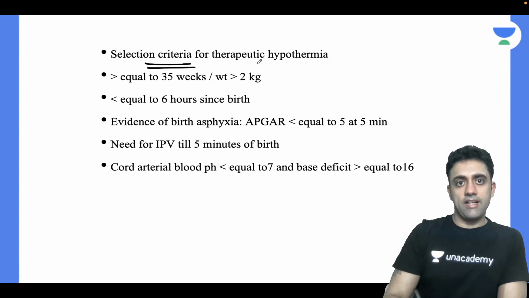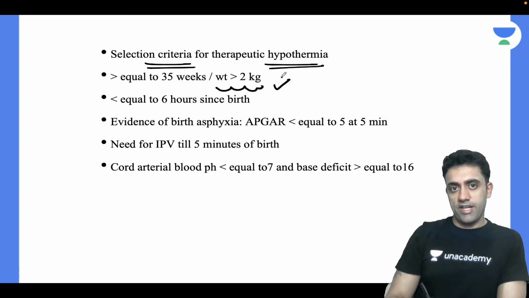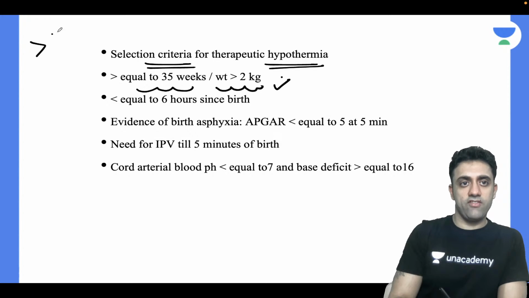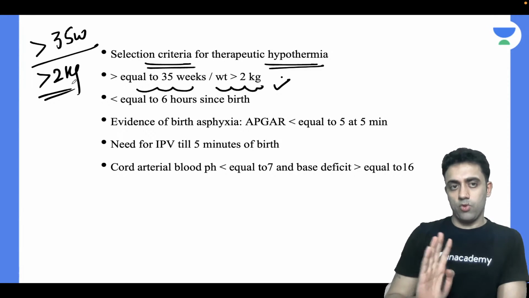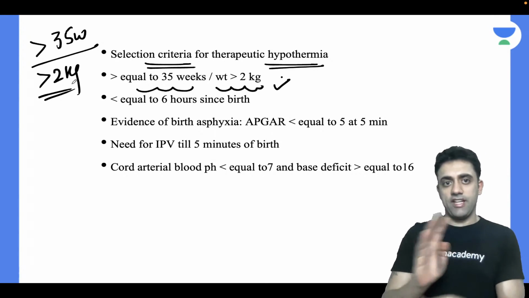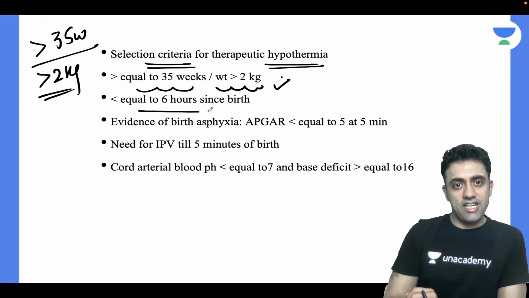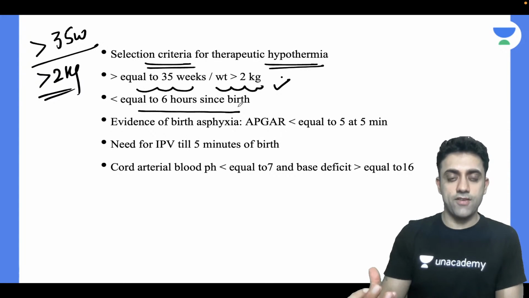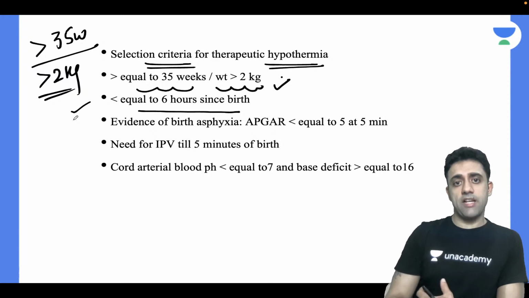What is the selection criteria for therapeutic hypothermia? Usually the babies who are more than 2 kg and more than 35 weeks. Normally we take these babies because they can survive all that. And who are less than or equal to 6 hours since birth. I told you, right? 4 to 6 hours you have to start therapeutic hypothermia, not later. So those babies I will start.